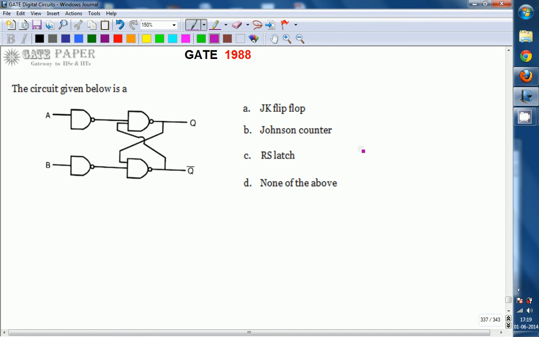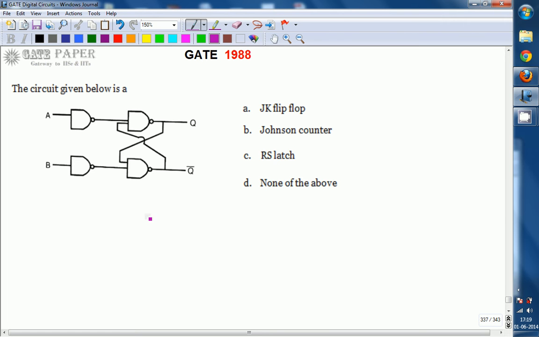Hello, we are discussing the GATE 1988 ECE paper, and this question is related to digital circuits. The circuit given below is a JK flip-flop, Johnson counter, RS latch, or none of the above. Which is going to be the right answer?